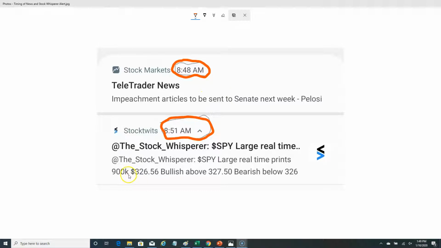As you know, the Stock Whisperer only focuses on equities. So somebody somewhere decided to trade 900,000 shares of SPY at 326.56 prints. And if you have had an opportunity to go through some of our articles we publish on the blog successfultradings.com, the instructions from the alert from the Stock Whisperer are very simple. She provides a bullish level above. In this case, the move was to be bullish above 327.50 and bearish below 326.